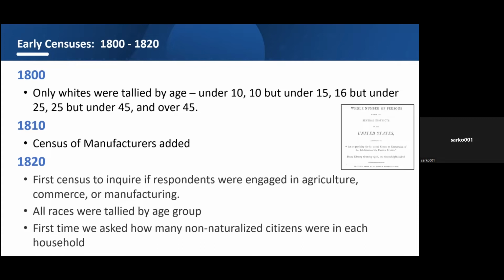In 1820, we added a couple of questions, including the number of household members working in agriculture, commerce, and manufacturing. And all races were tallied by age group this time for the first time. And this was the first time we asked how many non-naturalized citizens were in each household. We needed to know how many people were citizens, particularly if it pertained to voting.